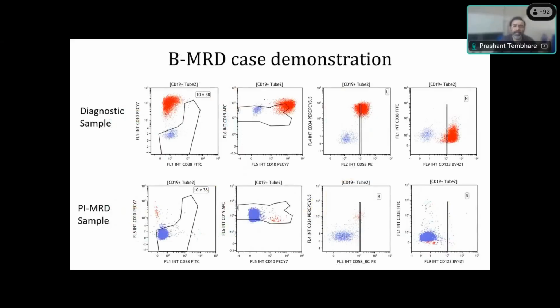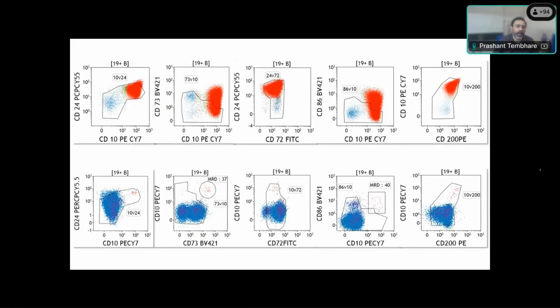This is another example. Here you can see at the time of diagnosis, there was CD38 down regulation, CD58 overexpression, CD123 overexpression, and even at the residual disease it is also there, right? Another example to just show you, there was an aberrant expression of CD73 at the time of diagnosis, and the same disease you can trace at the time of residual disease, but the number of events is very few. You can see here, right?